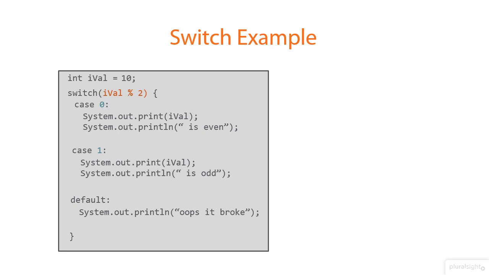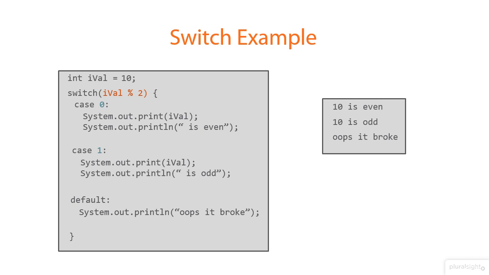Right? So if we run this code now, it'll go through, it will take 10, we'll divide it by 2, the remainder will be 0, so it'll match the case for 0. So when I run it, it'll actually print out 10 is even. But what would happen is it would then print out 10 is odd. And then, oops, it broke. Because what's happening is that once it matched on that case of 0, it's now running all the statements below that. So all those different prints and print lines are being run.